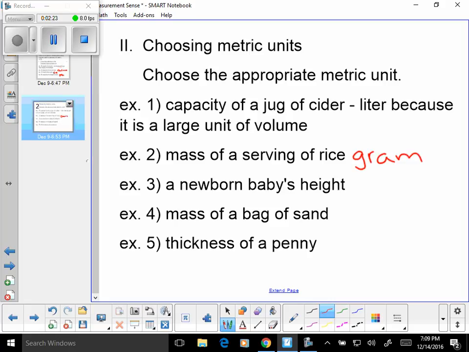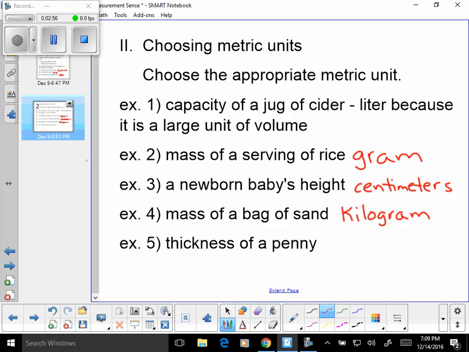A gram is fairly small. It takes about 28 of them to actually make an ounce. A newborn baby's height. In fact, they measure height of not only newborn babies, but they will even measure your height in centimeters if they are using metric units. The mass of a bag of sand. A milligram and a gram are fairly small, so we are going to use a kilogram. Now, a kilogram is approximately 2 pounds. It's a little over 2 pounds.